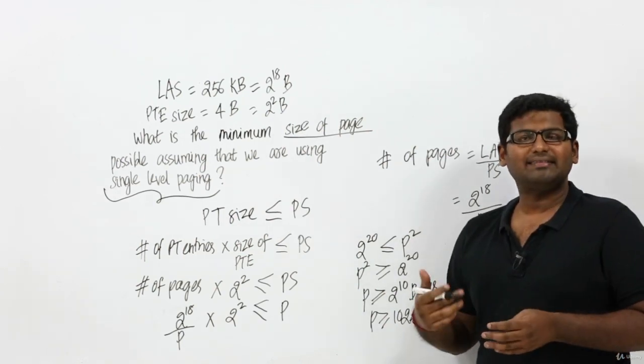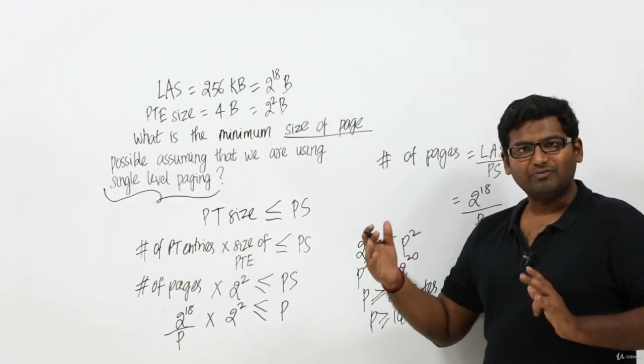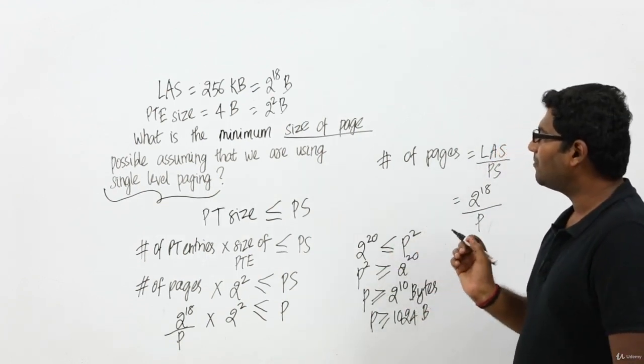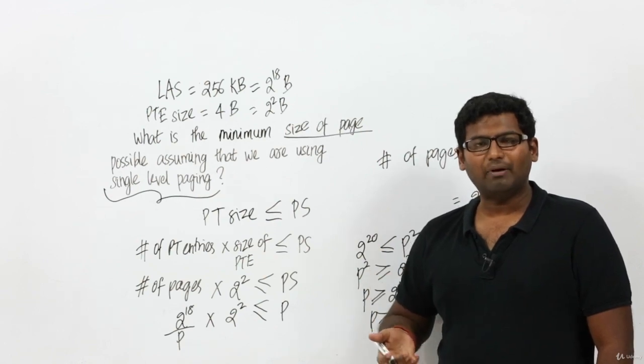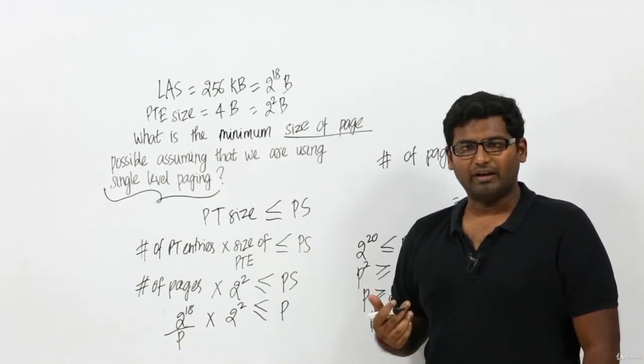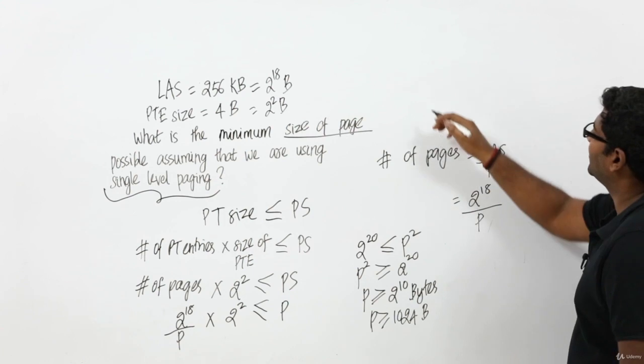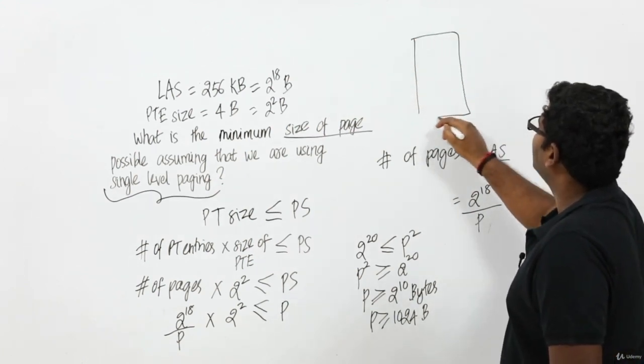As I keep on increasing the page size, the number of pages will decrease, right? See, it is a very important point. As we keep on increasing the page size, the number of pages will decrease in a process for a given logical address space. Let us assume this is our logical address space.